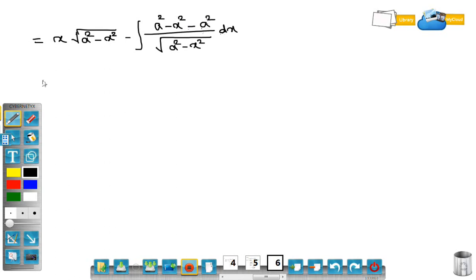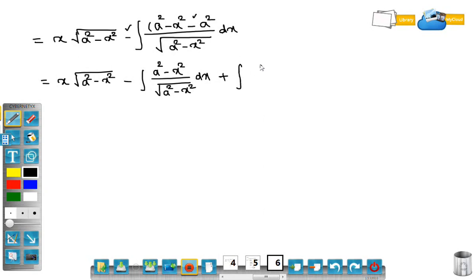Very easy. So this is equal to x under root of a square minus x square. You can now separately divide this a square minus x square upon under root a square minus x square. It will look like this: a square minus x square upon under root of a square minus x square dx. This minus into this minus will become plus, a square upon... I'm just dividing and integrating both the terms separately. Now the numerator can be cancelled.